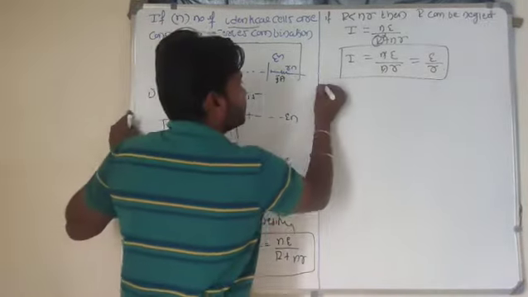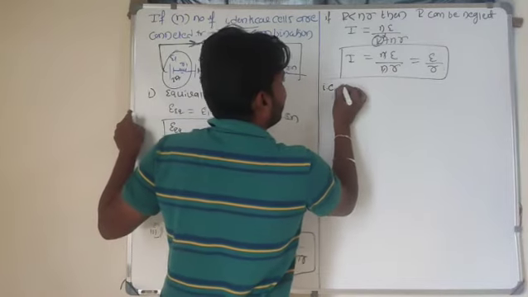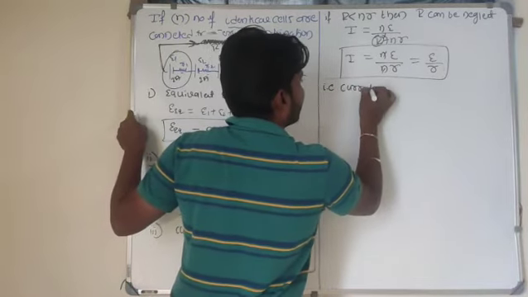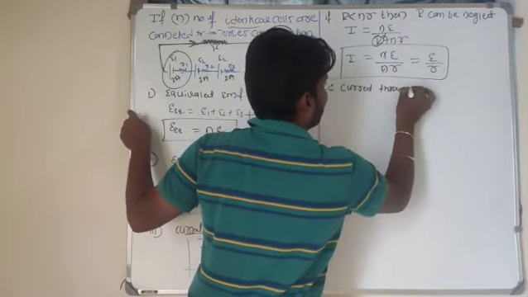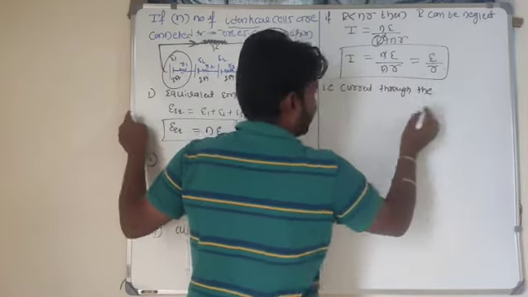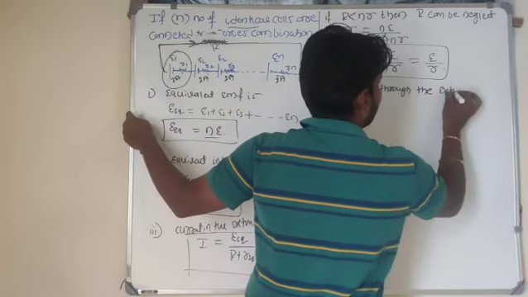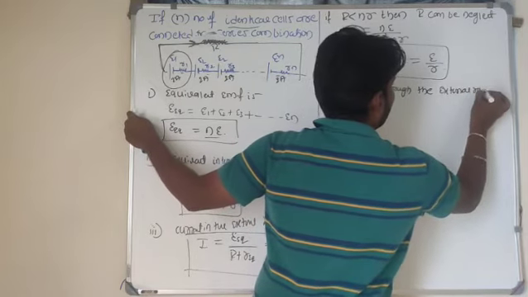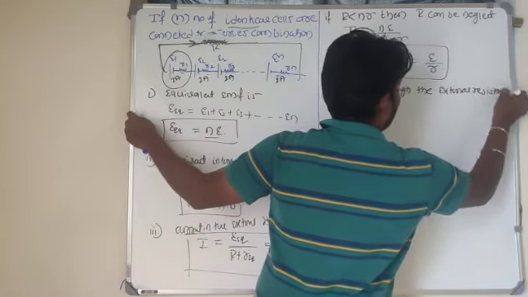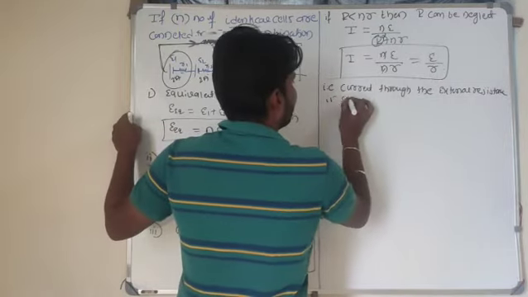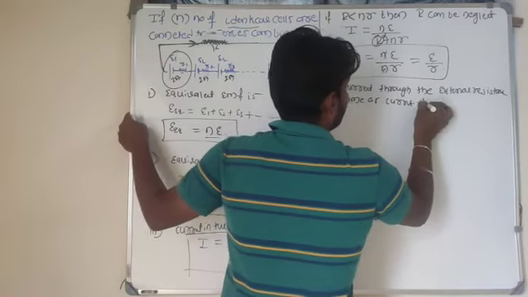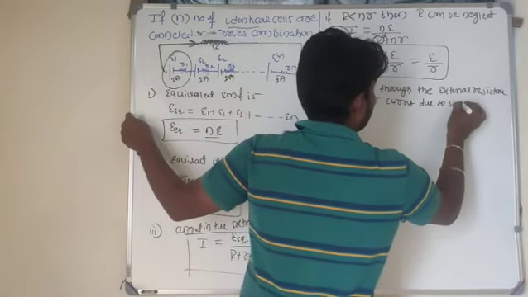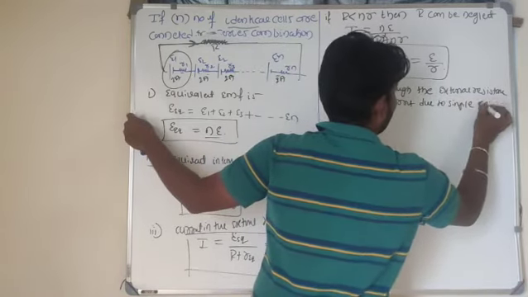So remember here, that is the maximum current through the external resistance, which is the same as the current due to a single cell. So what does it mean here?